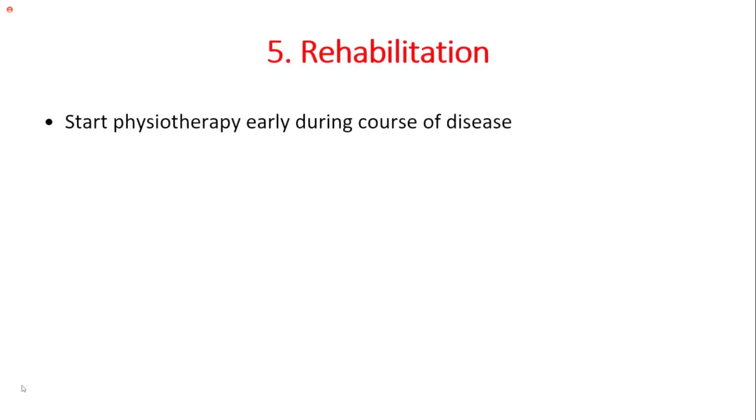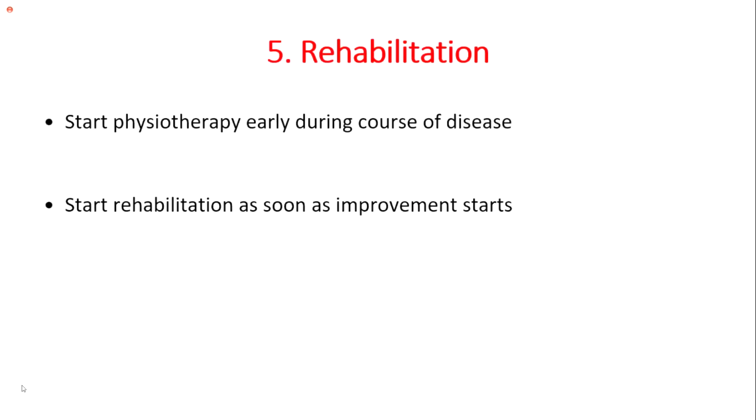And finally, the fifth component. I told you the management, we are looking at 5 categories and make sure all 5 are completed. So these are tick boxes. You have done all the 4, now you come to the last one, which is rehabilitation. Here is a paralyzed patient. You have to start physiotherapy early during the course of disease. And you start rehabilitation as soon as improvement starts.